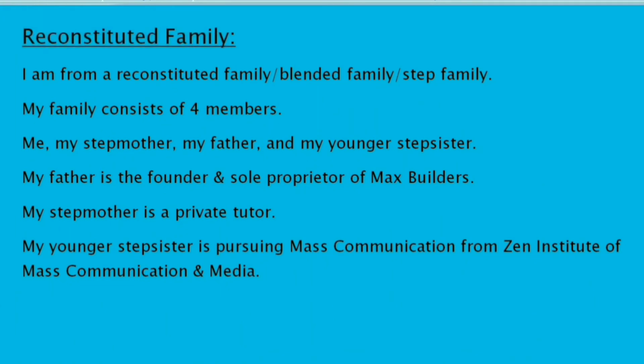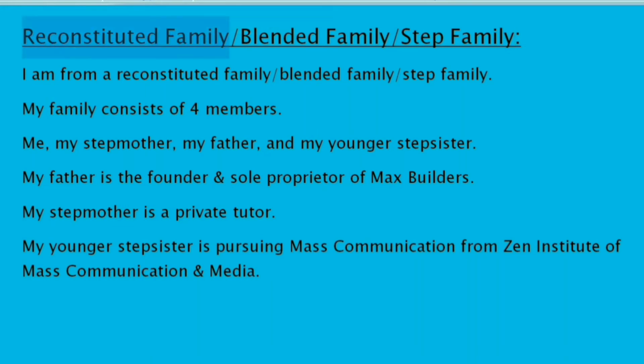So at last, let us turn our attention towards the third and last type of family, that is the reconstituted family. As you see on your screen, a reconstituted family, or we can use the term a blended family, or you can also use the term a step family, where, as I have already discussed, an individual after getting divorced remarries another person and moves in with his or her children. In this case, I have mentioned a person who is living with his stepmother and stepsister, right?